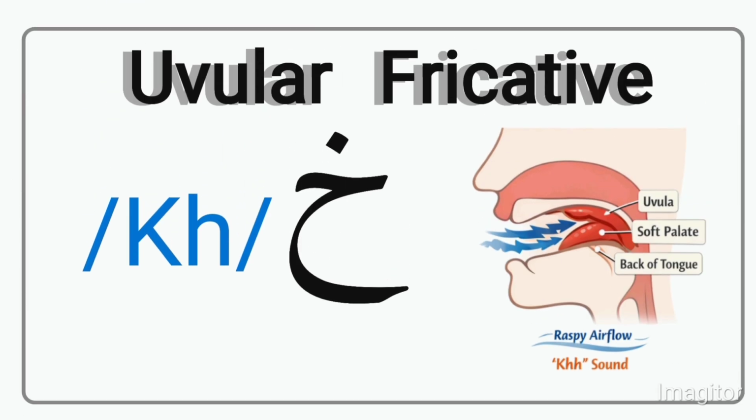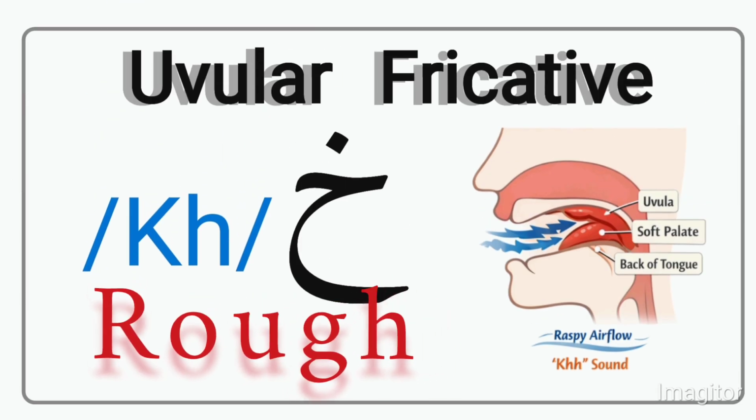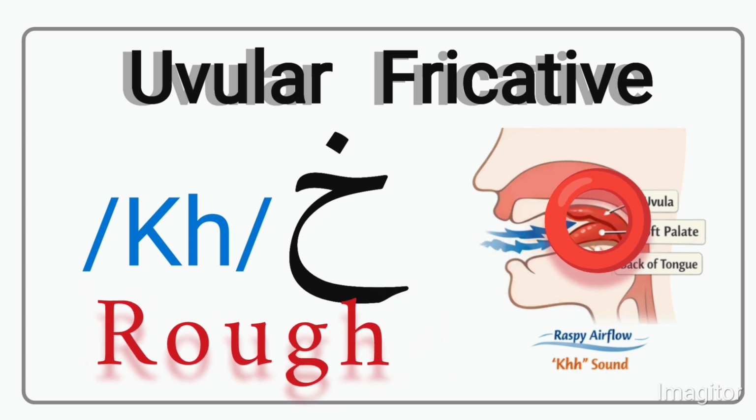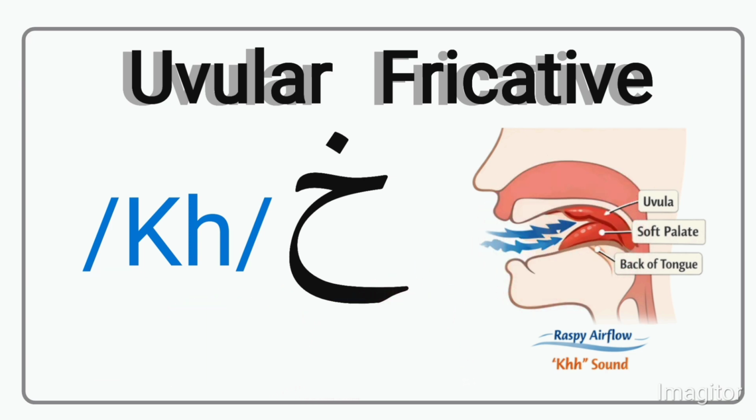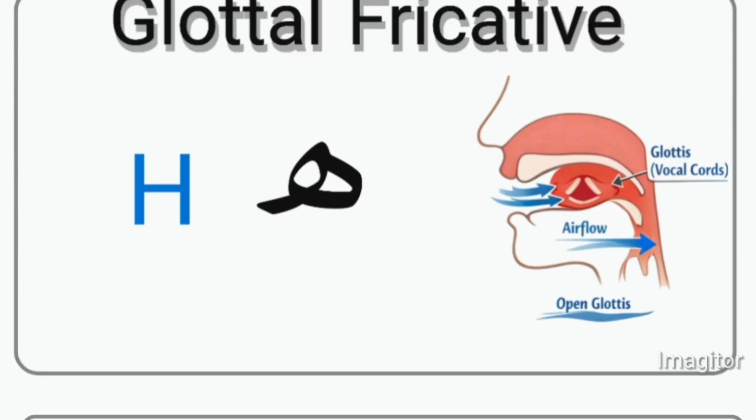The third category is H rough sound like ha, ha. Dear students, now come to short vowels for the glottal H sound. Dear learners, let's apply short vowels pattern on these sounds.